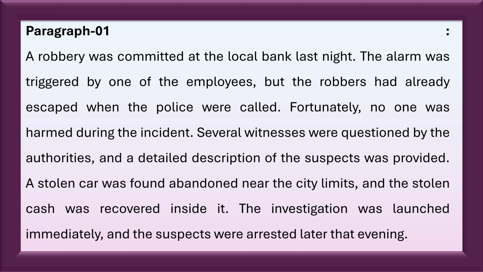Paragraph 1. A robbery was committed at the local bank last night. The alarm was triggered by one of the employees, but the robbers had already escaped when the police were called. Fortunately, no one was harmed during the incident. Several witnesses were questioned by the authorities, and a detailed description of the suspects was provided.